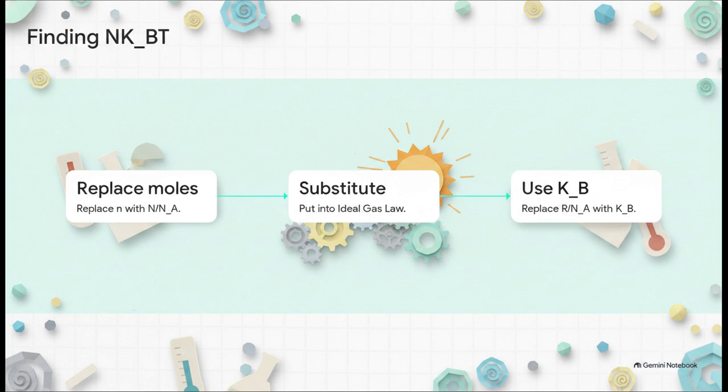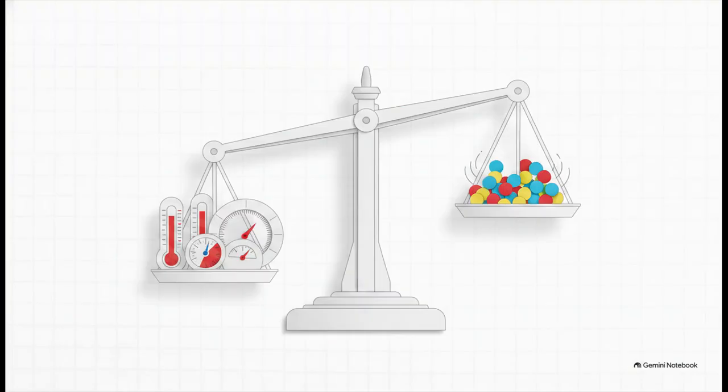Now look really closely at that middle part. We suddenly have R divided by N sub A just sitting right there. And as we just learned a second ago, that is our translation key, the Boltzmann constant. So we swap that out, and our macro ideal gas law beautifully transforms into PV equals N times k sub B times T.